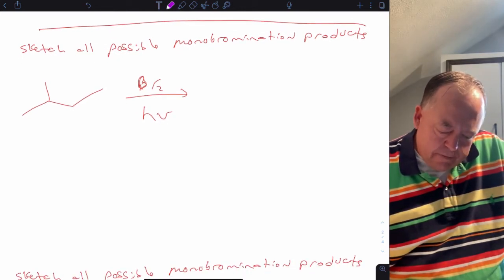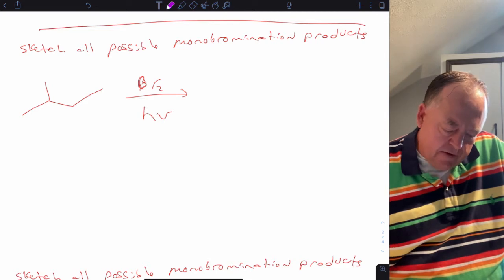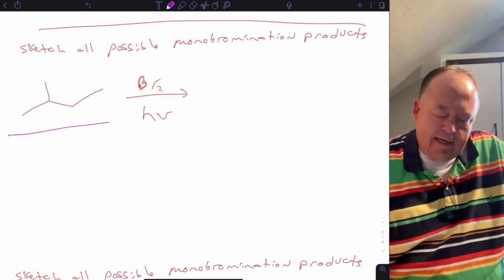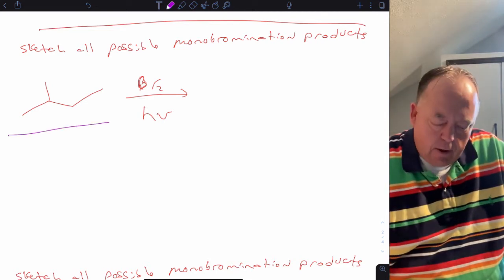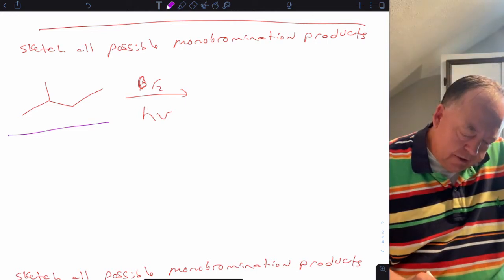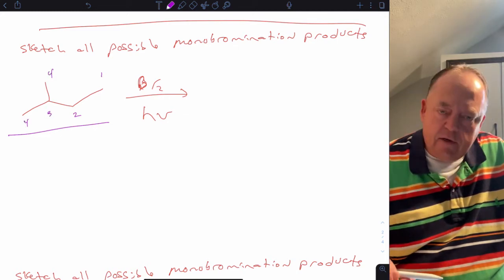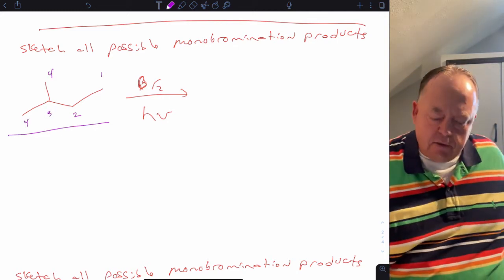So another way that you may see me ask questions in this chapter: I give you a starting material and ask you to sketch all possible monobromination products. So here you'd want to recognize you could put the bromine there. We'll call that 1, 2, 3, or 4, and that's equivalent to that position, right? So there's 4 possible products.